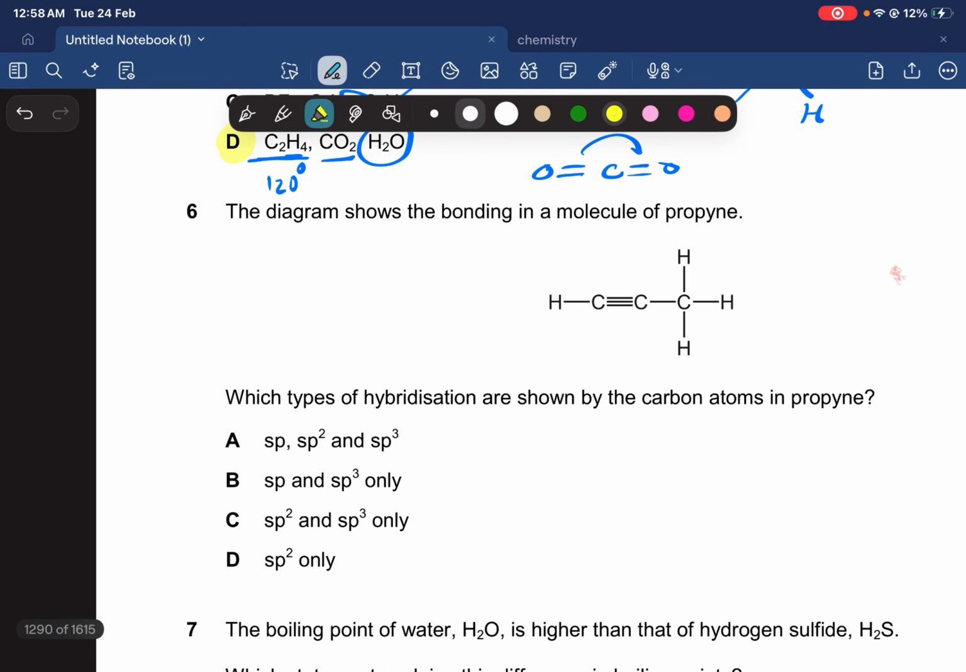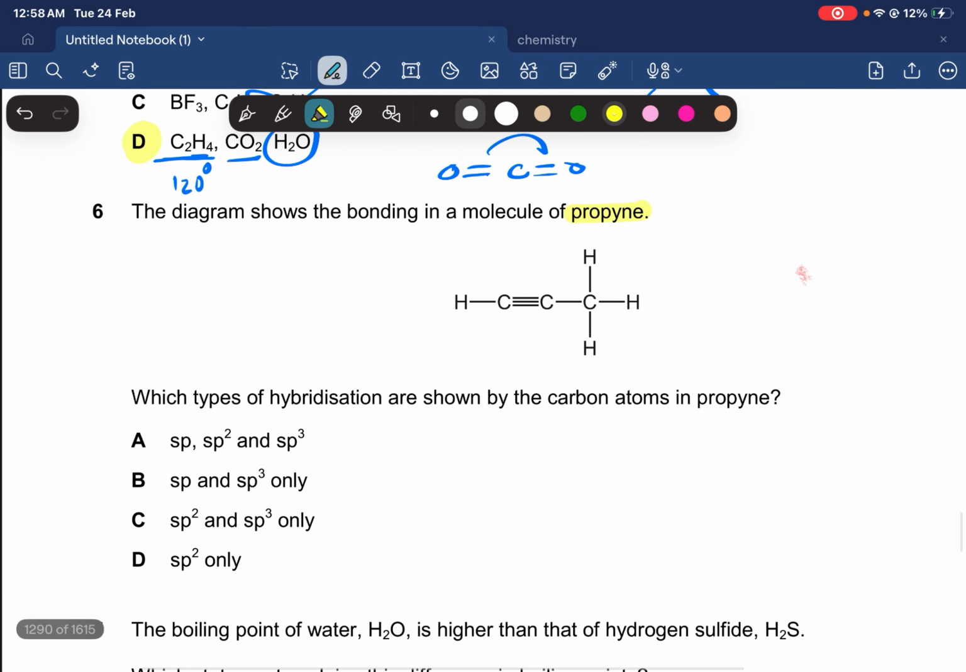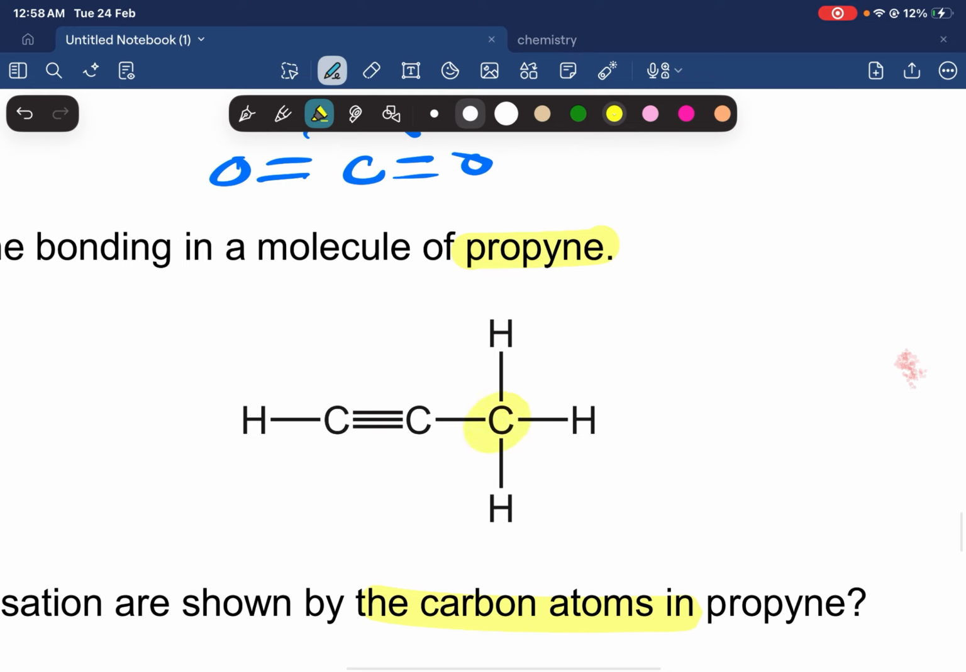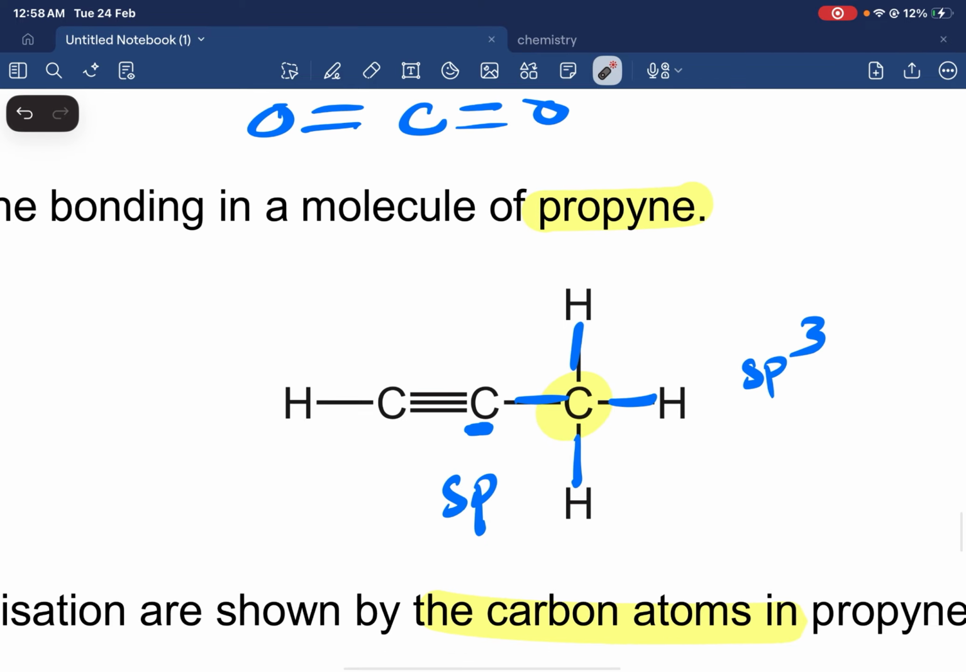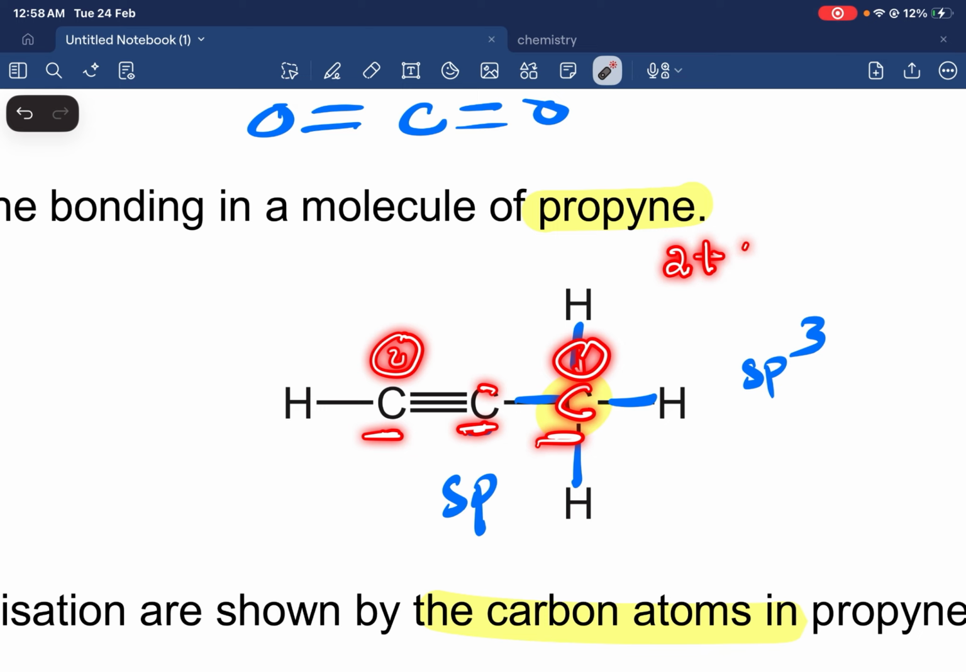The diagram shows the bonding in a molecule of propyne. Which types of hybridization are shown by the carbon atoms in propyne? This carbon atom is making 4 single bonds, so that's easy. It's sp3 hybridized. And this carbon atom is sp hybridized because of the number of attached atoms plus lone pairs. This carbon has 2 attached atoms, 1 attached atom this side, and 1 attached atom this side. So 2 attached atoms plus the number of lone pairs, which is 0, equals 2.